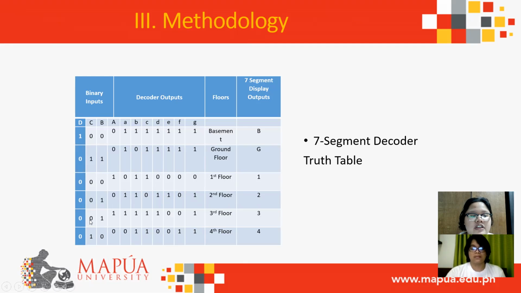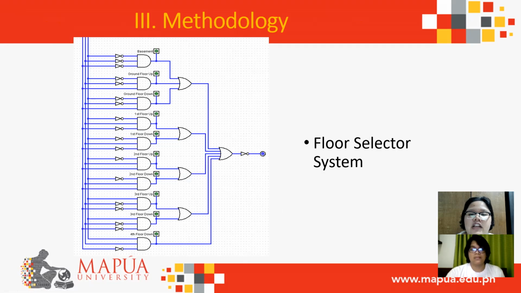And for the third floor, we have a 7 segment display output of number 3 and having a binary input of 0011, having a decoder output of 1111001. And for the fourth floor, we have a 7 segment display output of number 4, having a binary input of 0100, having a decoder output of 01100011.